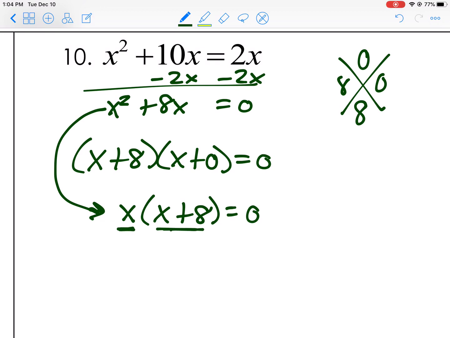Sometimes students don't see that answer quite as easily, but remember that we're looking for what can we multiply this by to get 0 there, or to make the whole thing equal 0. So if that one is 0, then it would work. Okay.